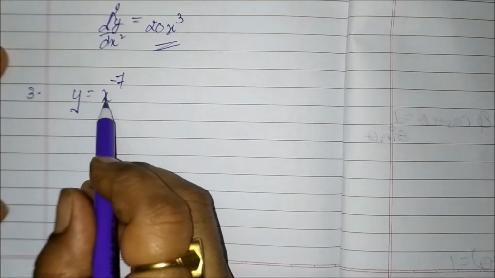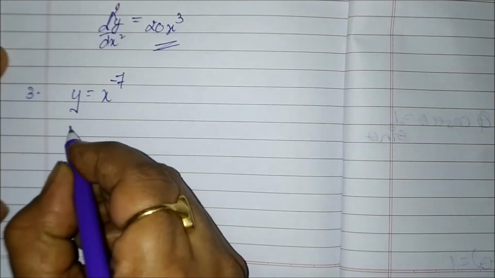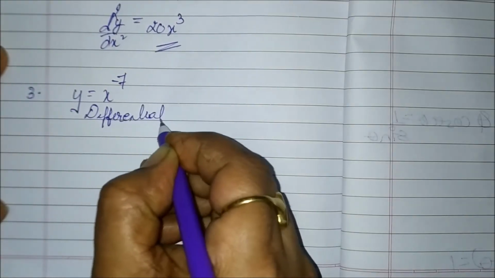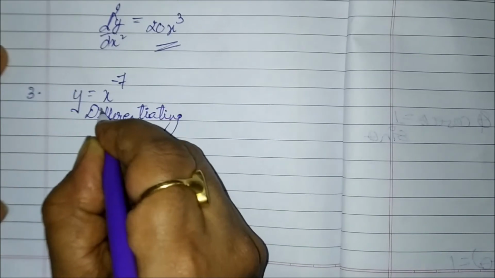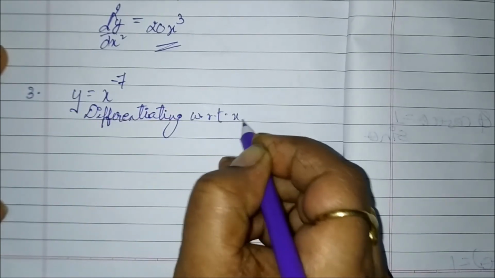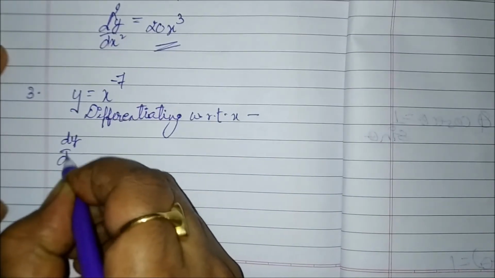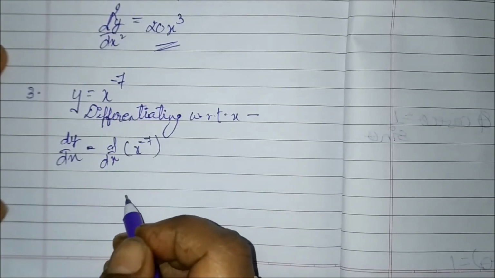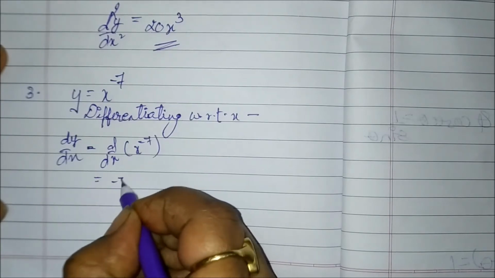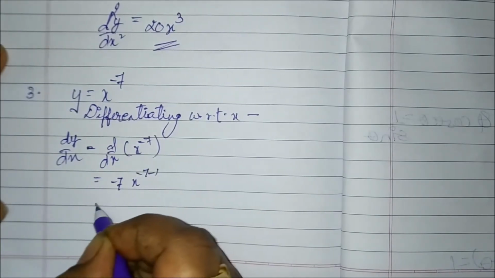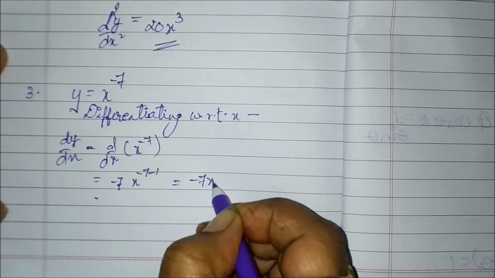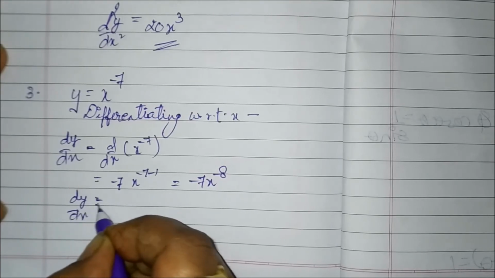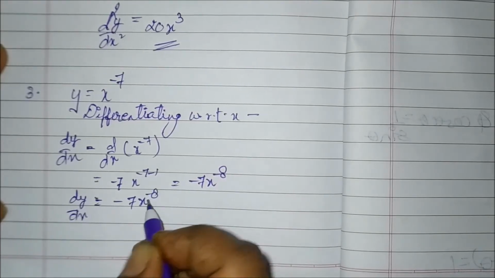Now next sum is y equals to x raised to minus 7. Differentiating with respect to x, we have dy by dx equals to d by dx of x raised to minus 7. Minus 7 will come here and we get minus 7 minus 1. This is equals to minus 7 x raised to minus 8. So dy by dx equals to minus 7 x raised to minus 8.